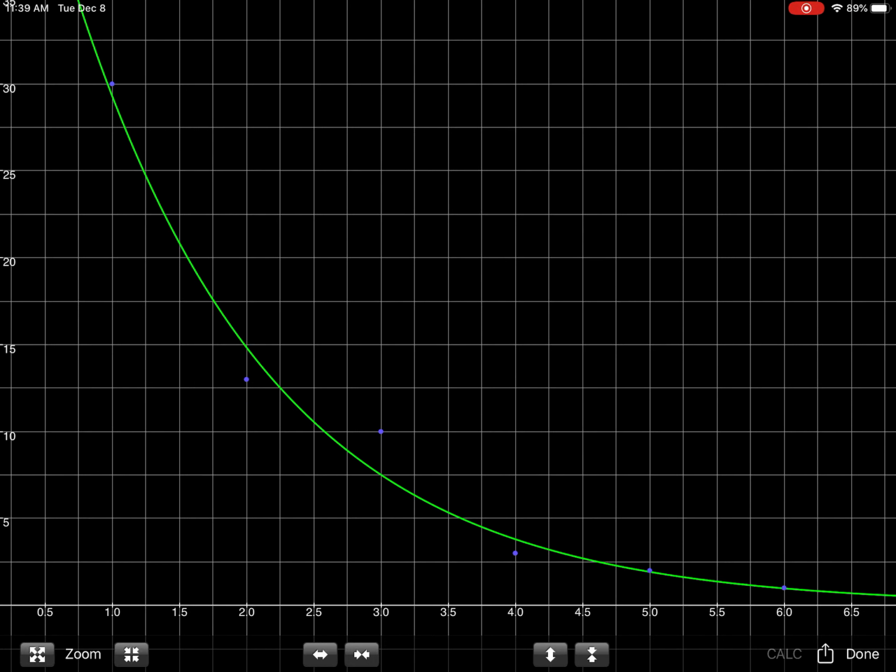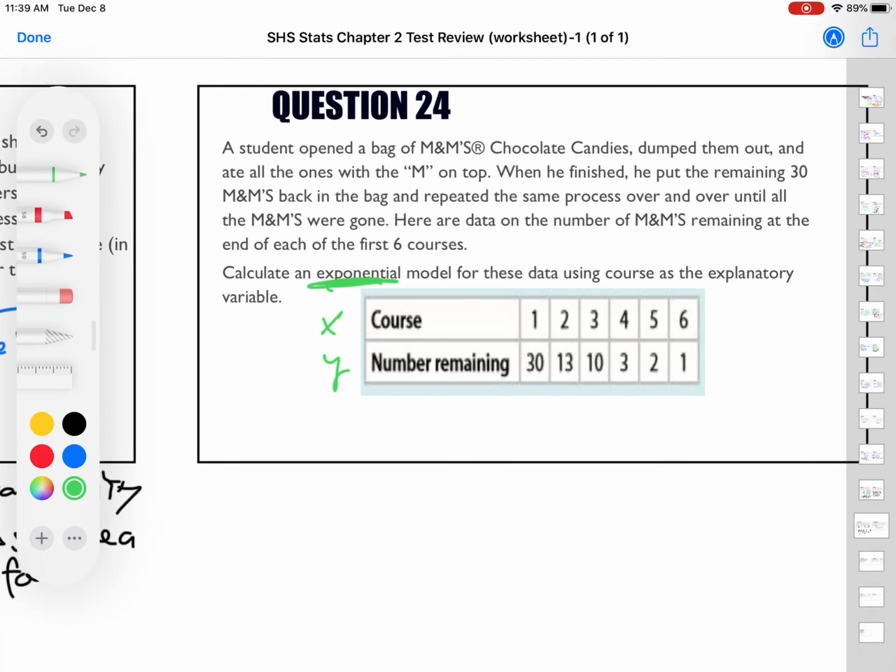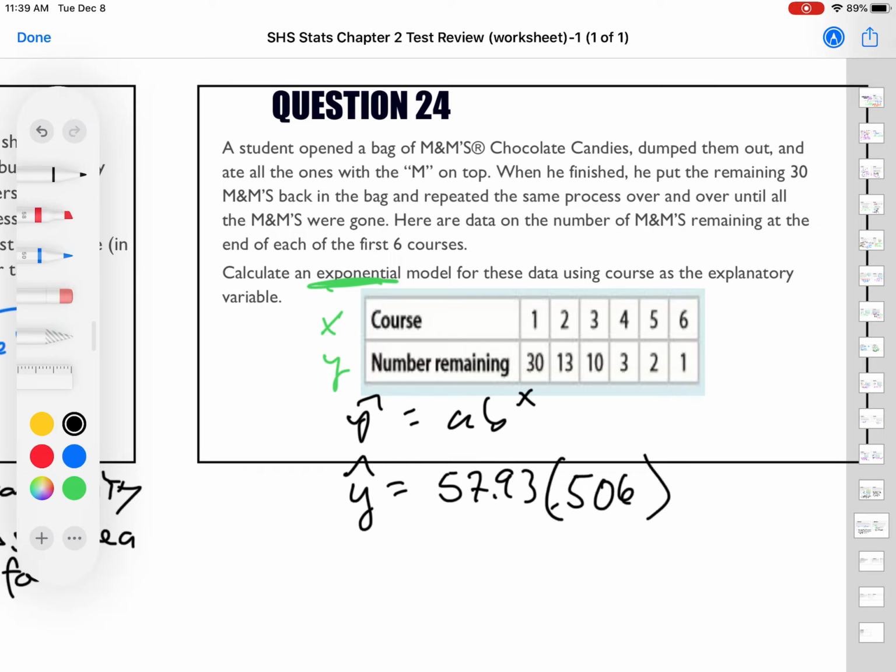Okay, so let's write that equation here. So my answer is, my predicted is, remember that's in the form of A B to the X, so 57.93, B value 0.506, and then remember this X has to be small because it's exponential. That's my answer.